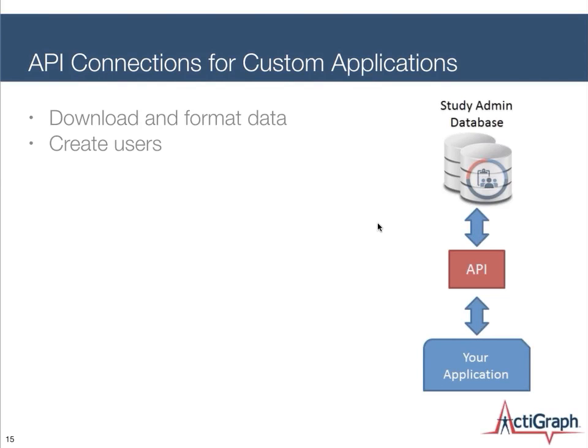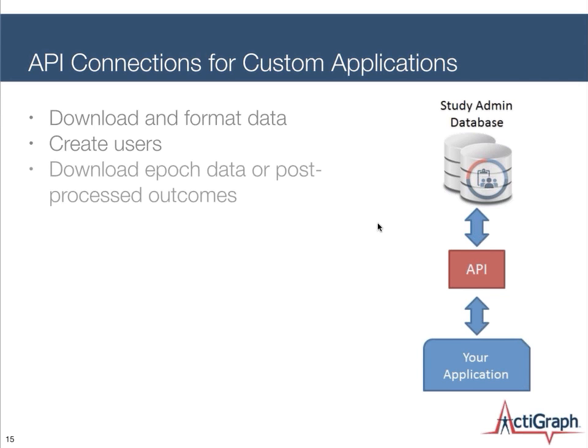You can create users in the system. So if you're looking to tie in to your application and create users on the fly, you can use the API to do that. You can download epic data, as we have done today, or you can download post-processed outcomes. So if you're looking to produce a report or some customized report using MVPA or wear time validation, all of these outcomes that are produced from the epic level data, you can pull that directly out into your application over the API as long as you have an authentication key that we would provide to you.